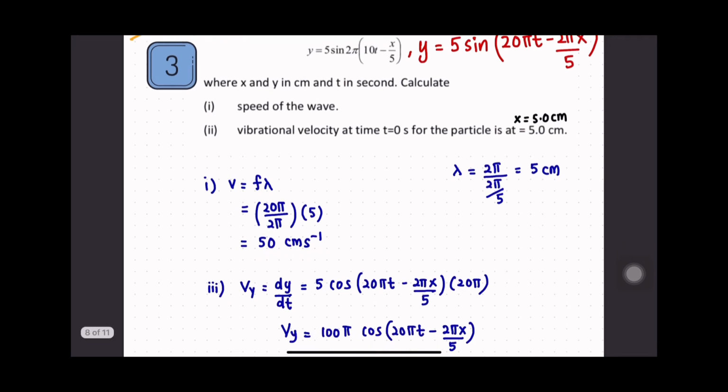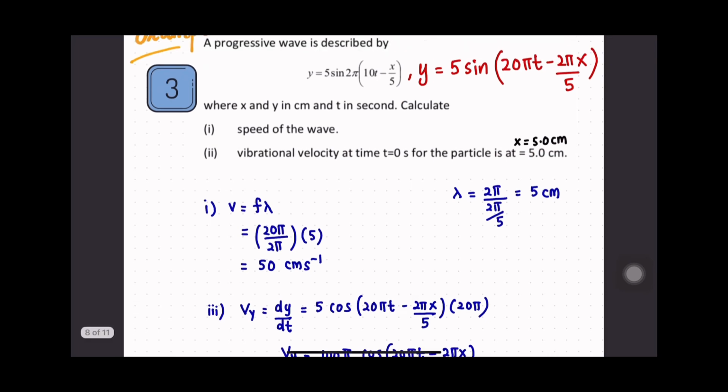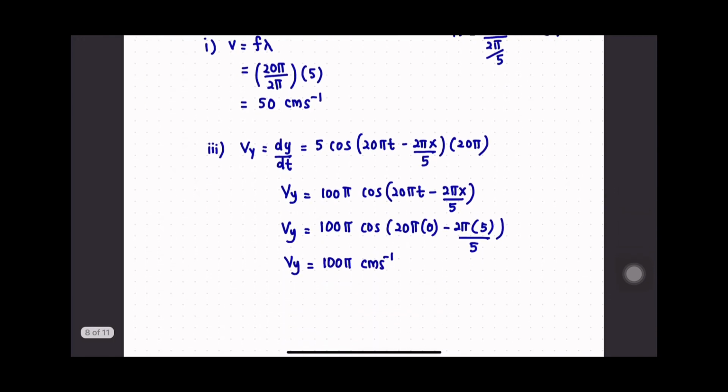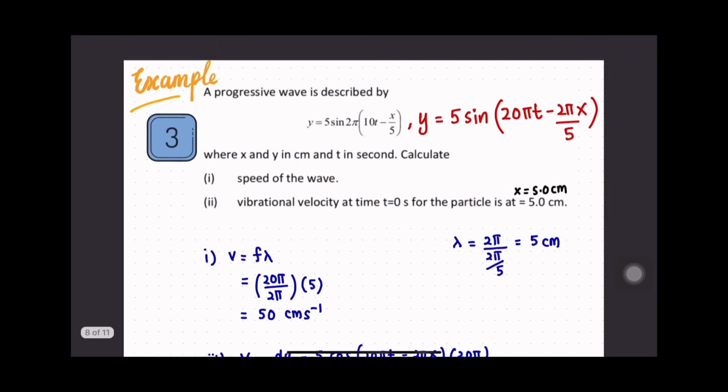Okay, so next adalah vibrational velocity at time t equal to 0 for the particle at x equal to 5 cm. Jadi macam tadilah, kalau dia bagi t dan x, jadi equation kita tu kita kena differentiate dulu dan baru kita substitute value. And then you substitute lah value, you dapat Vy sama dengan 100 pi cm s^-1.